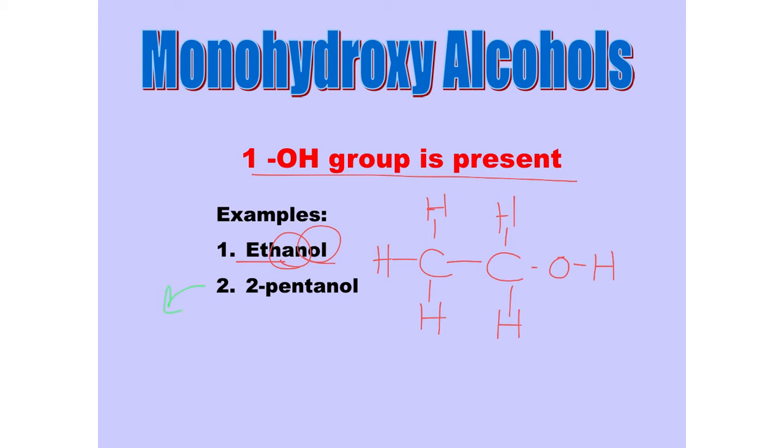Okay, number 2, 2-pentanol. Start with the number of carbon atoms. Pent is 5. So we have 5 carbon atoms. AN tells us that they are connected with single bonds. OL tells us we have an alcohol, and that alcohol group comes off of the second carbon. So you can point it up, point it down, doesn't matter. And then after that, you just have to add your H's.